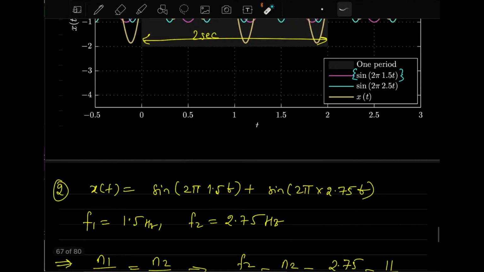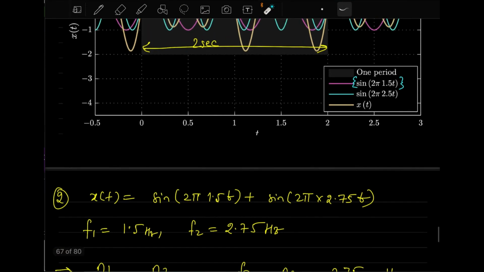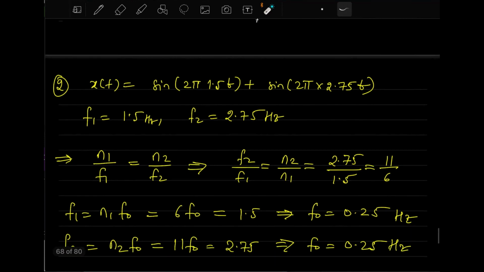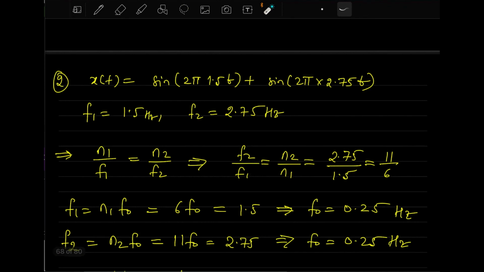Okay, so now if you see here, this is the question that we have. Here we have sine 2 pi 1.5t and 2.75t. So here you can see f1 is 1.5, f2 is 2.75. Then again you use this particular thing which we started off with, and from here you can see the ratio of f2 and f1 will be 11 by 6. And from here, now what you can do is you can write f1 as n1 f0. So here you can see n1 is equal to 6, n2 is equal to 11.